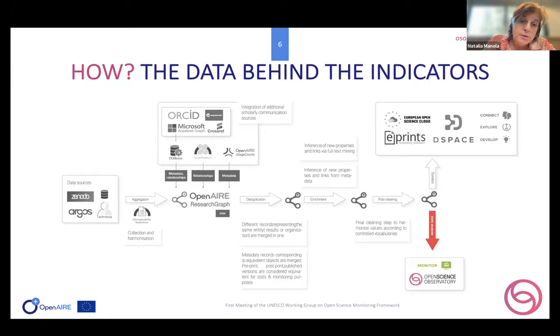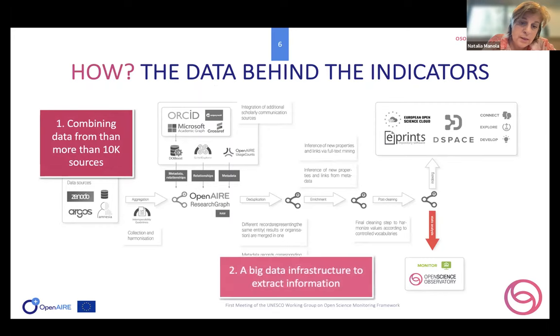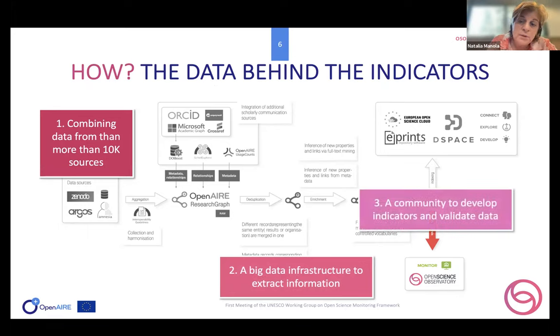So this is an OpenAIRE graph. It has a huge outreach all over the world. We are combining data from more than 10K resources. Then we have a big data, AI-driven infrastructure to extract information. And then we have a community to develop indicators and validate the data. So I think what we need to focus our discussion on now is point three, because point three will give us a pathway back to how we do one and two.